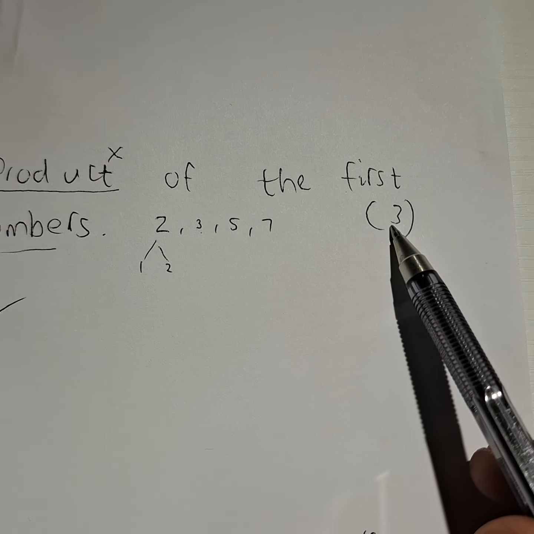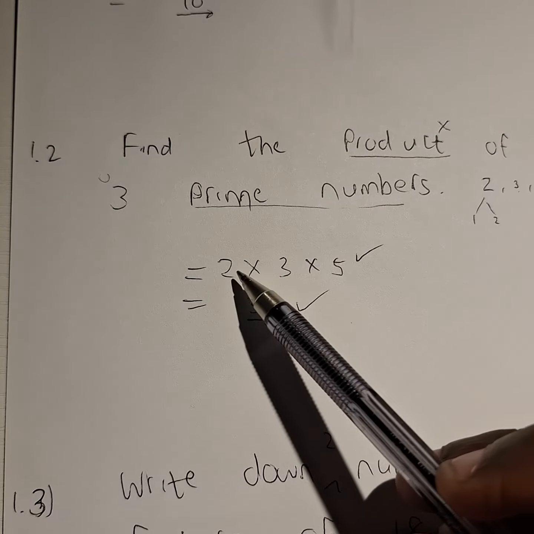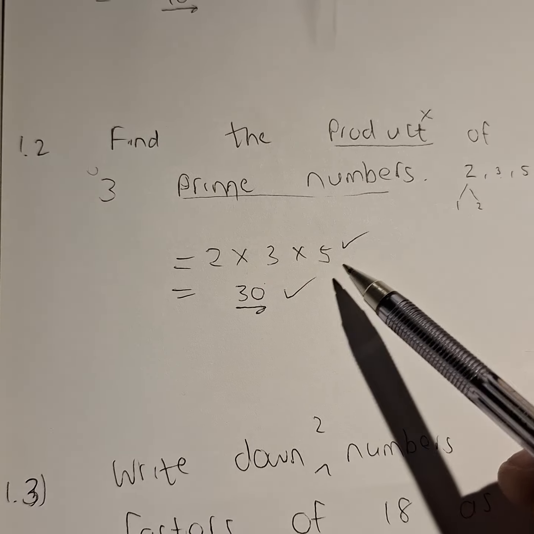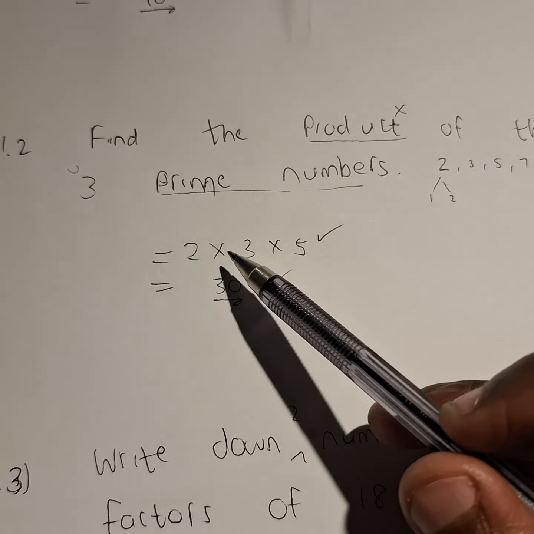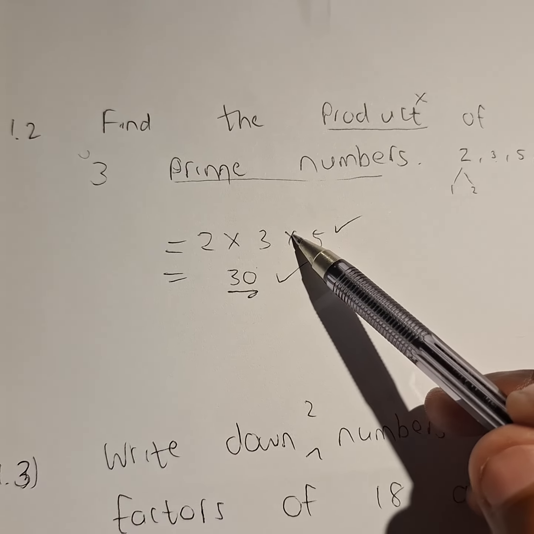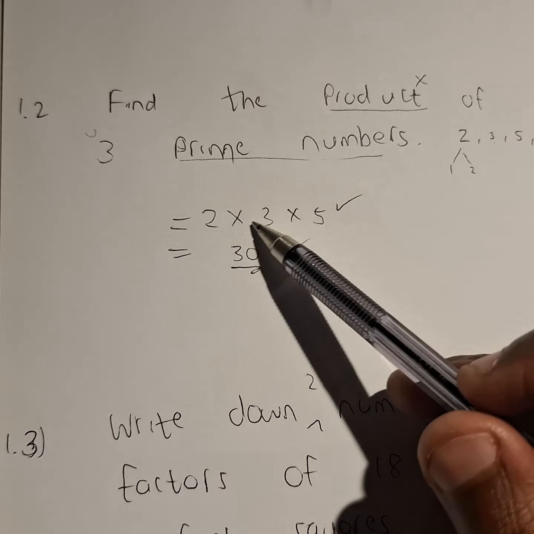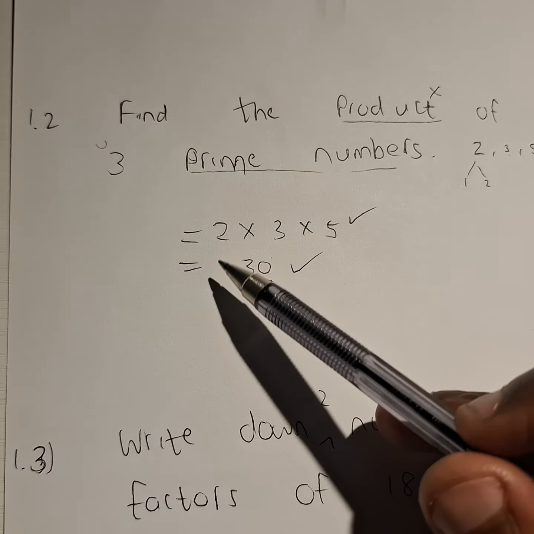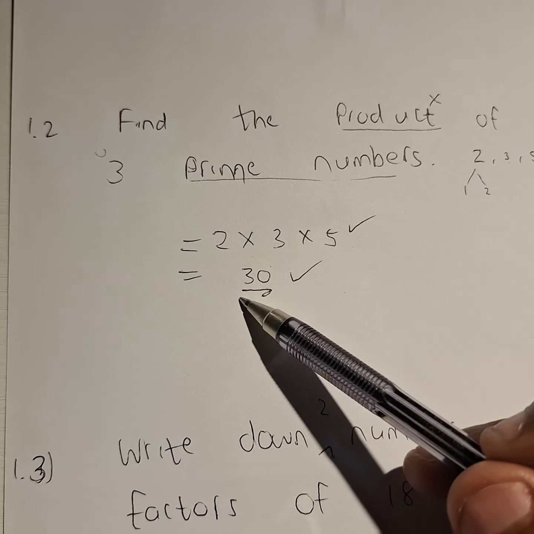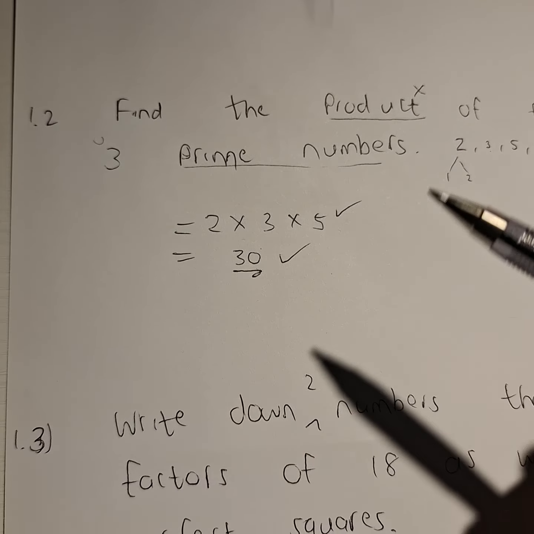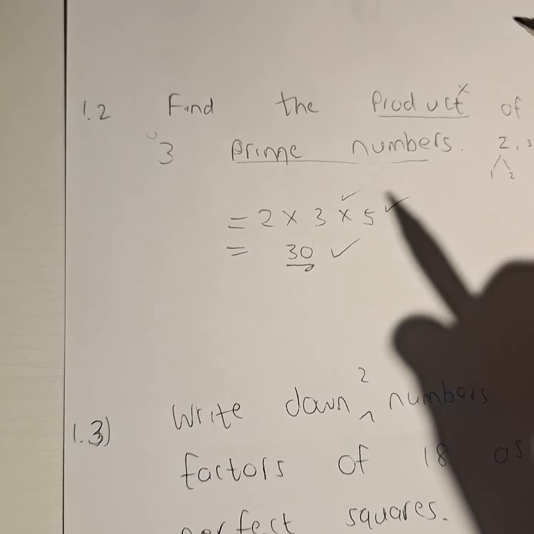And if they are allocating 3 marks for this question, then being able to represent the 3 numbers would be 1 mark. Being able to then identify the product would be another mark. And then being able to get the answer, the product in and of itself, which is 30, would be another mark. So very well answered.